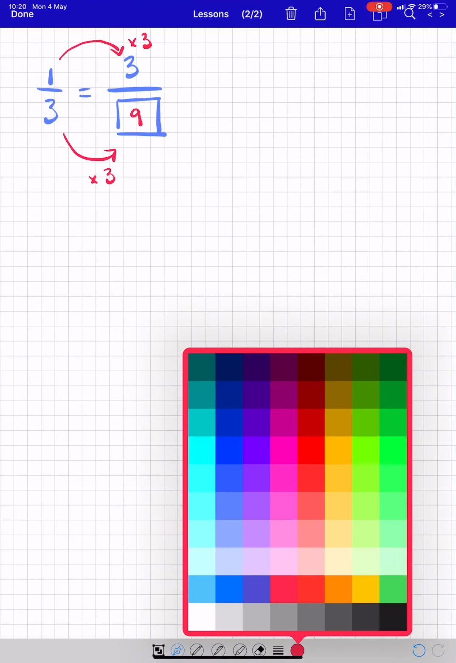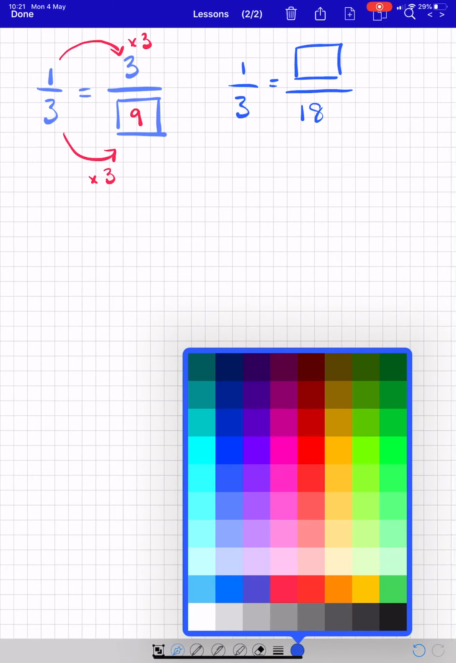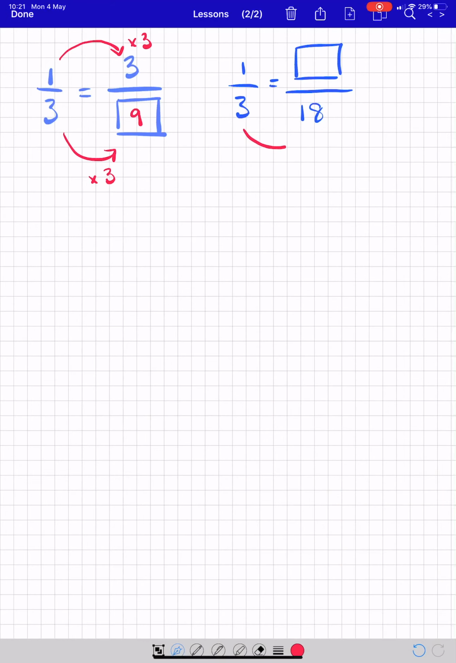If you also had a third and then a missing top number, let's do this one. Let's put 18. Okay, so all you need to do is think, what did you do to 3 to get 18? 3 times 6 is 18, so 1 times 6 must be 6.